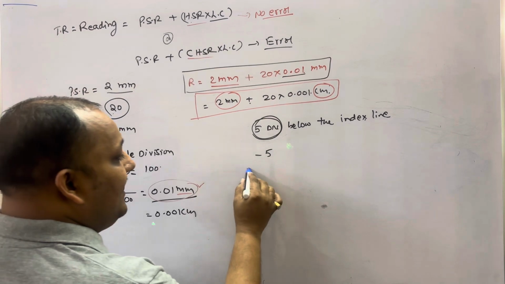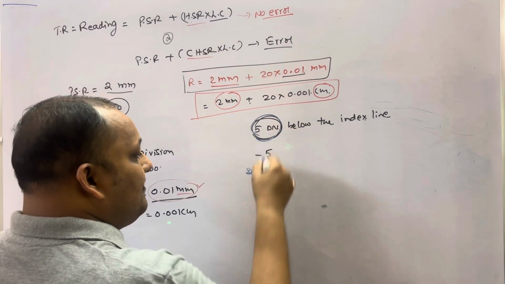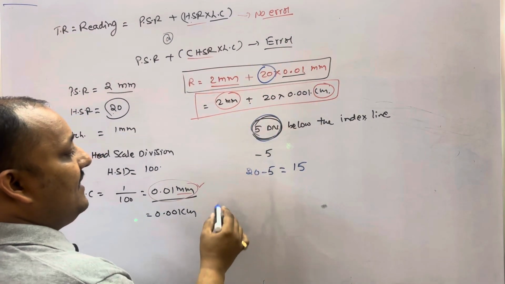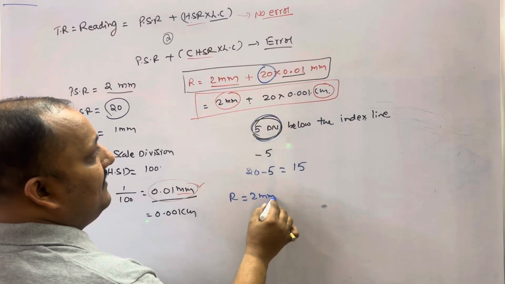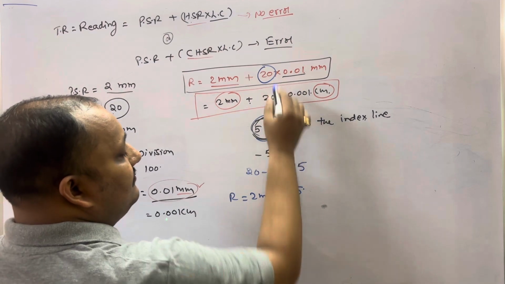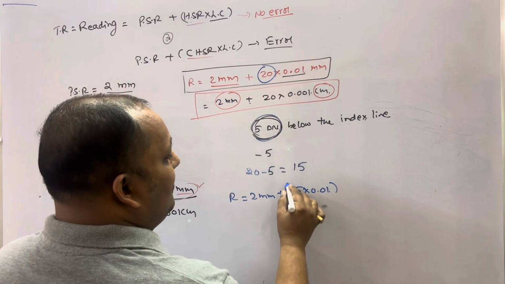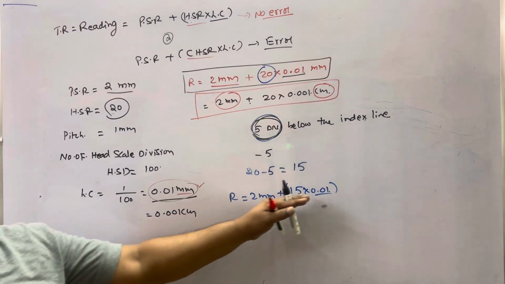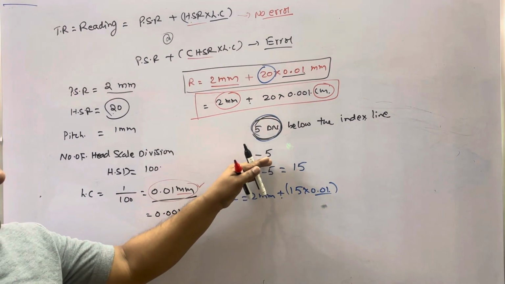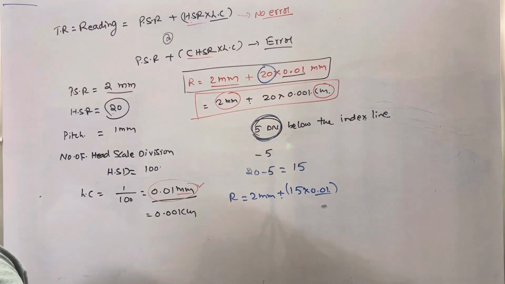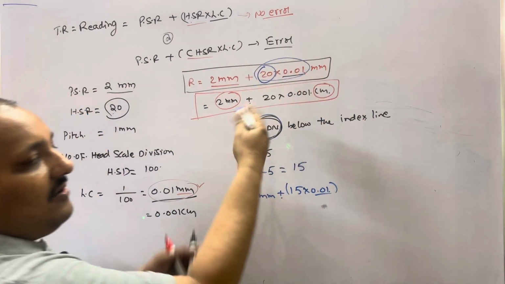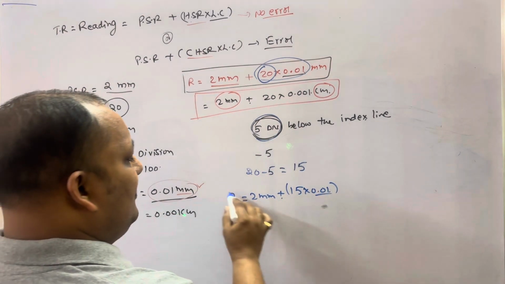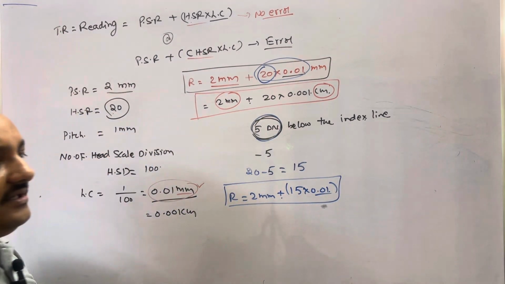Now the new head scale reading, if it is having 5 divisions below, 20 minus 5, that is nothing but 15. Now here you have to replace 15: 2 mm plus 15 into 0.01. Sometimes they will give the correction after multiplying with this value. So after multiplying with this value, if they give, then that minus you have to take directly from here. From here directly you have to subtract. So in two ways they may give. Now 0.01 into 15 you can do, and you are going to get the answer.